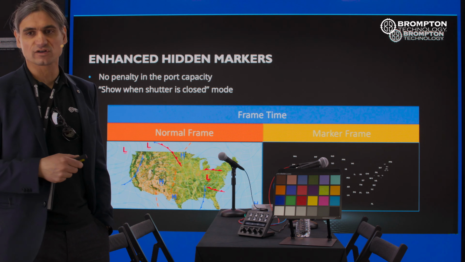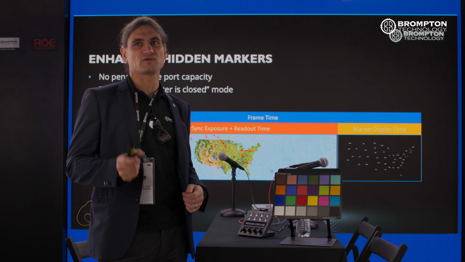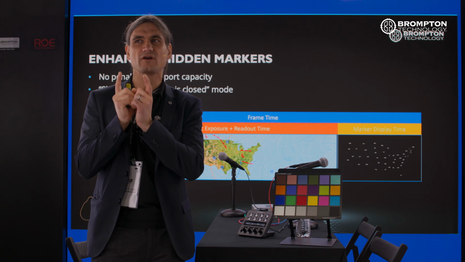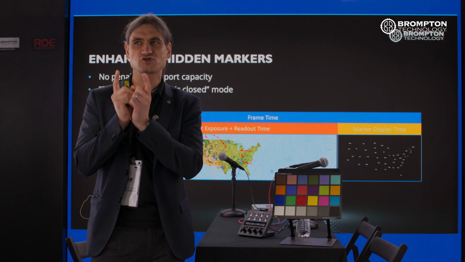With 3.5, we can do this now inside a same frame time, because we can load tracking markers or hidden markers, or what I just showed you, onto the receiving card, and we can use the readout time of the sensor. So we can specifically say, okay, only display my markers in a very, very short moment of time when the camera sensor is closed, so you don't see it. That brings you ultimate flexibility and doesn't bring any penalties on your signal bandwidth.